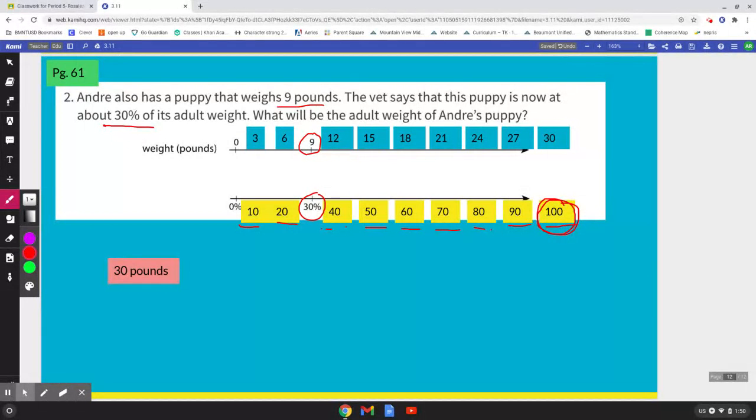So now what you need to know is that it's going up every time by 3. 3, 6, and then you hit 9. And then 12, 15, 18, 21, 24, 27, and then your 30. And then it says, well, what will the adult weight be of Andre's? So Andre's puppy at 100% would be 30 pounds. So although they both weigh 9 pounds right now, when they get older, they're going to weigh differently based on the percent of their adult weight as a puppy.